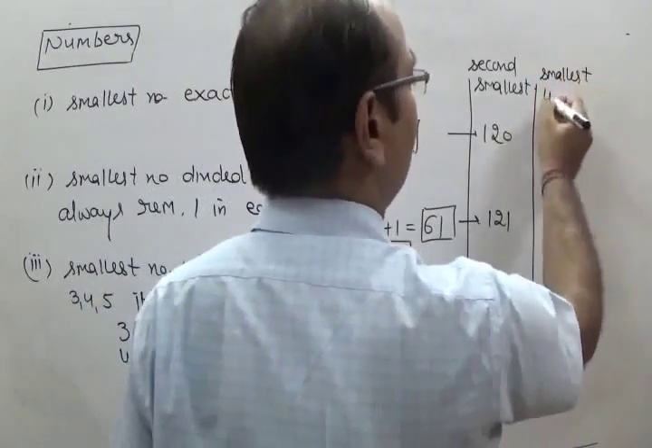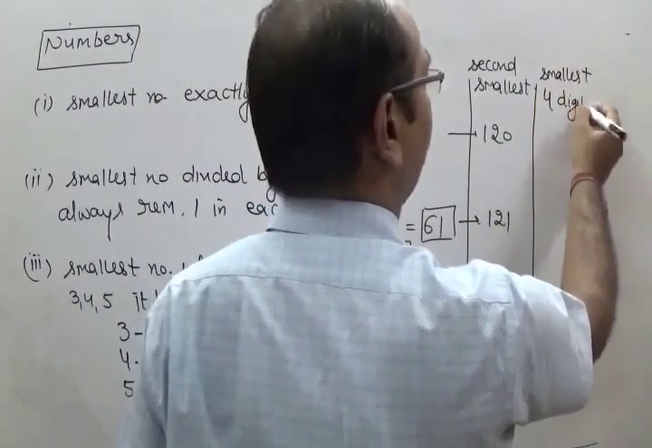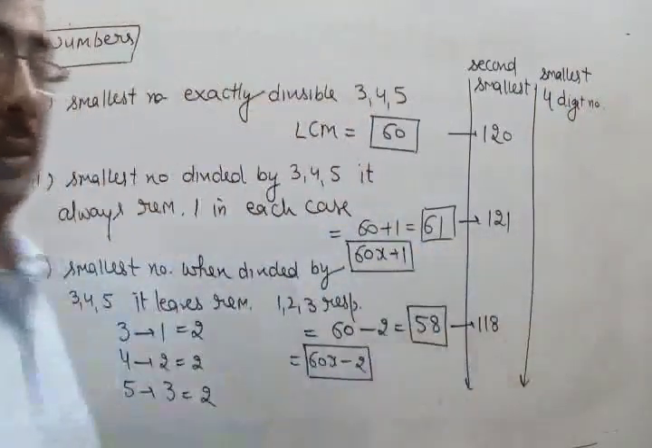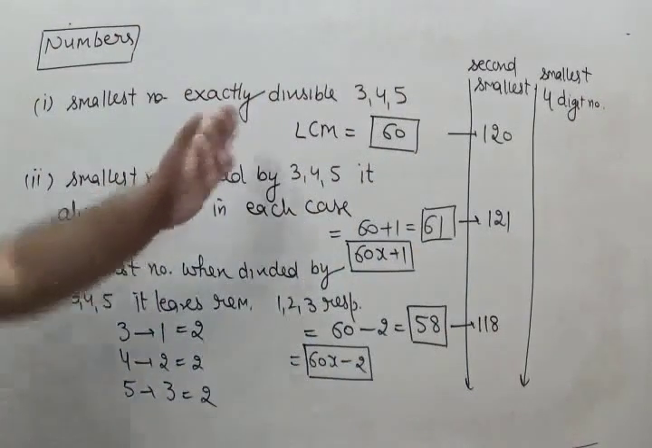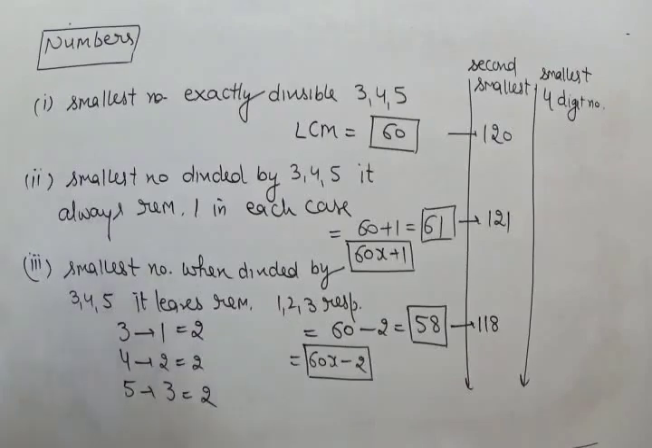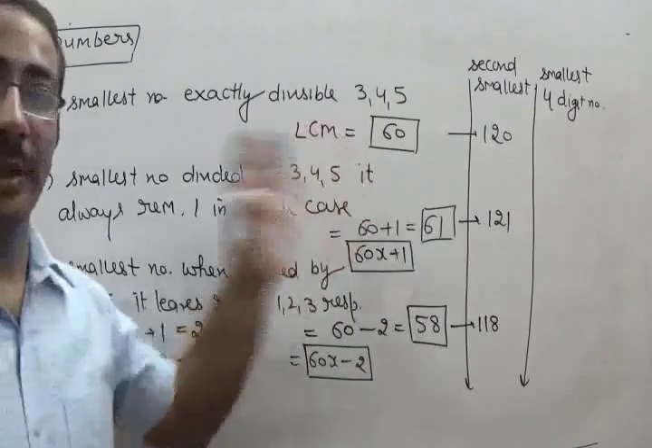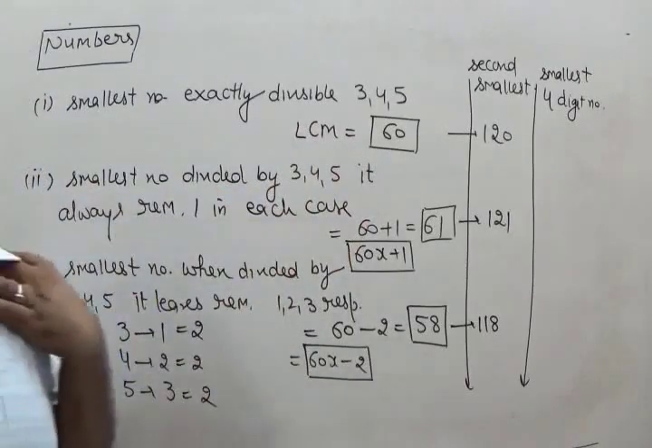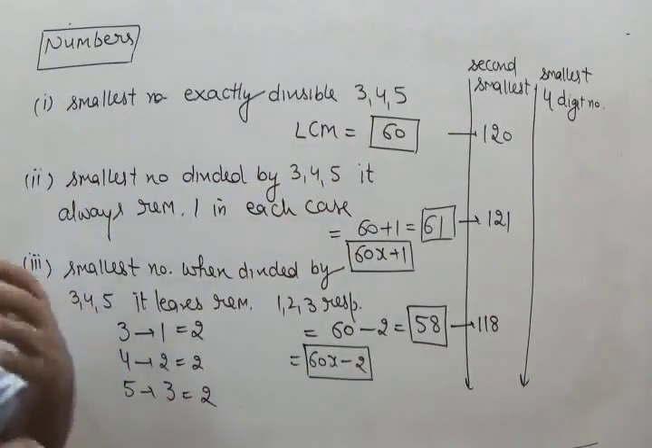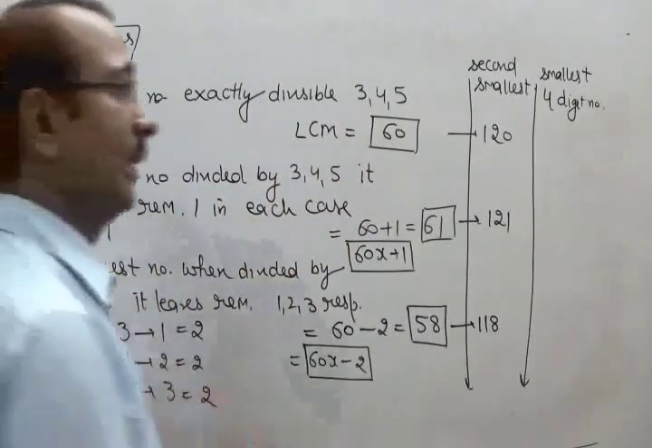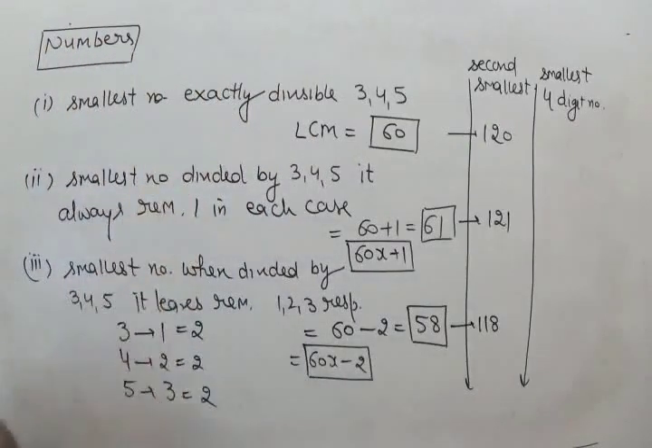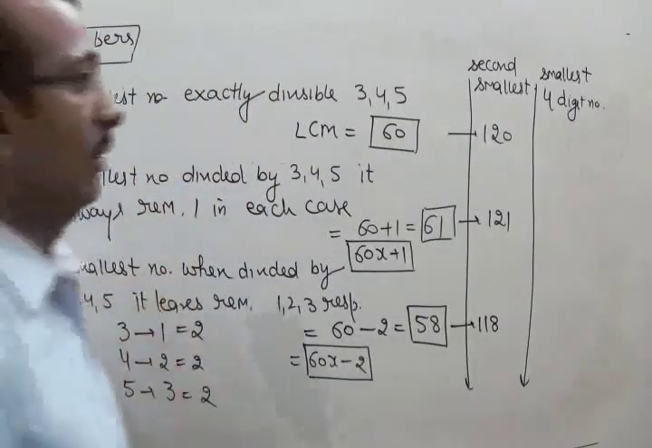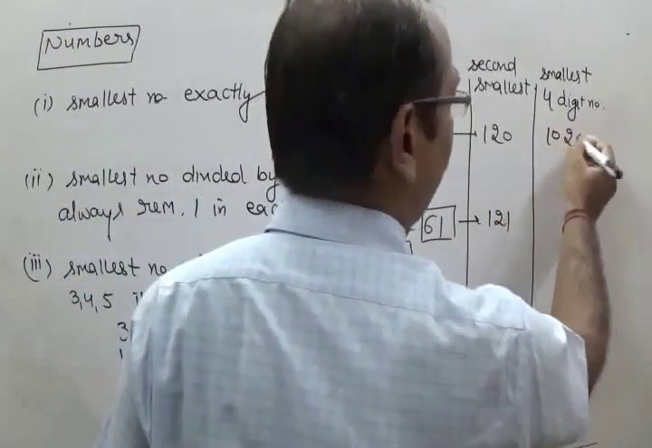You have to find such smallest 4-digit number. Now we know that the smallest 4-digit number is 1000. In the first case, we have to find the smallest 4-digit number which is exactly divisible by 60. So we will divide 1000 by 60. When you divide 1000 by 60, your remainder is 40. Earlier I told you, take the difference, that is 20, that you have to add. Your answer is said to be 1020.